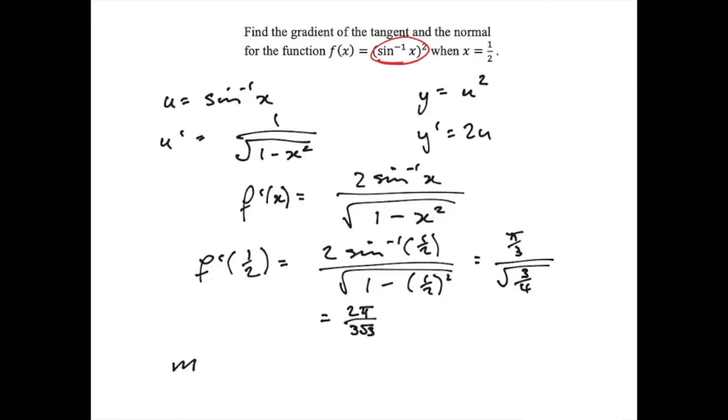Okay, so that means the gradient of our tangent will of course have the same gradient, so 2 pi over 3 root 3, and the gradient of our normal will be the negative reciprocal, so negative 3 root 3 over 2 pi.